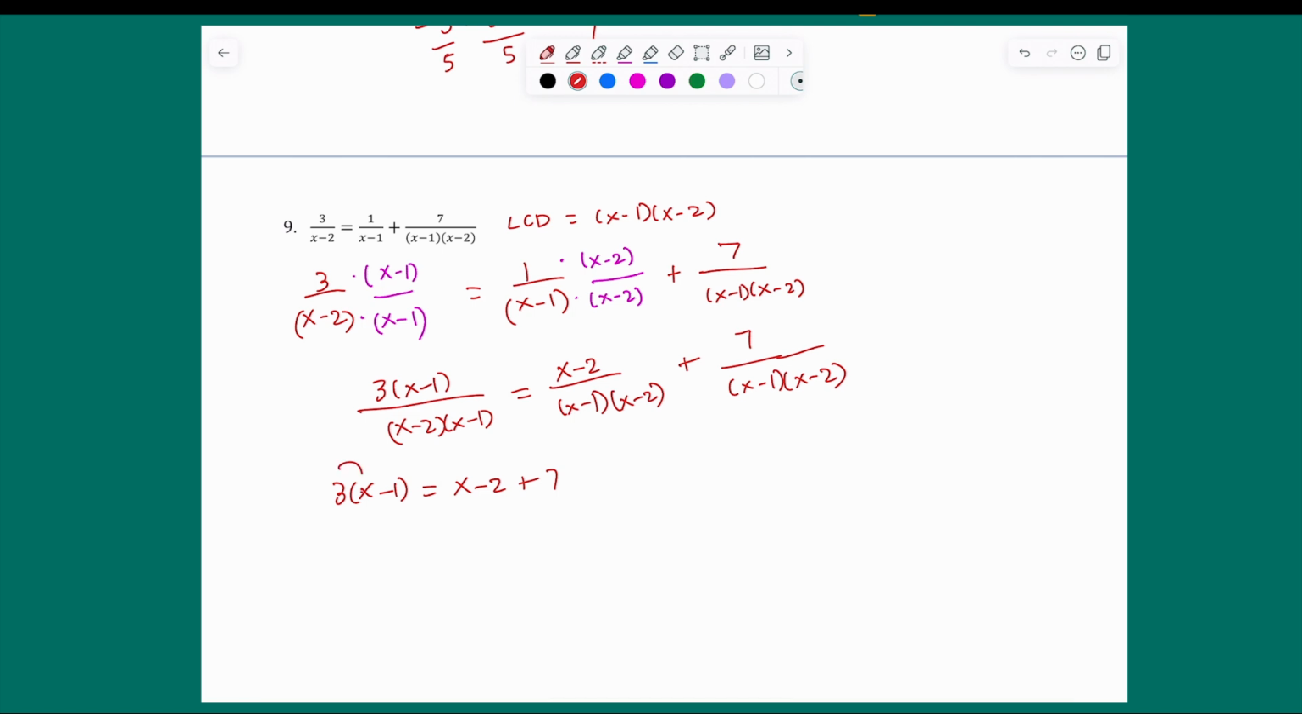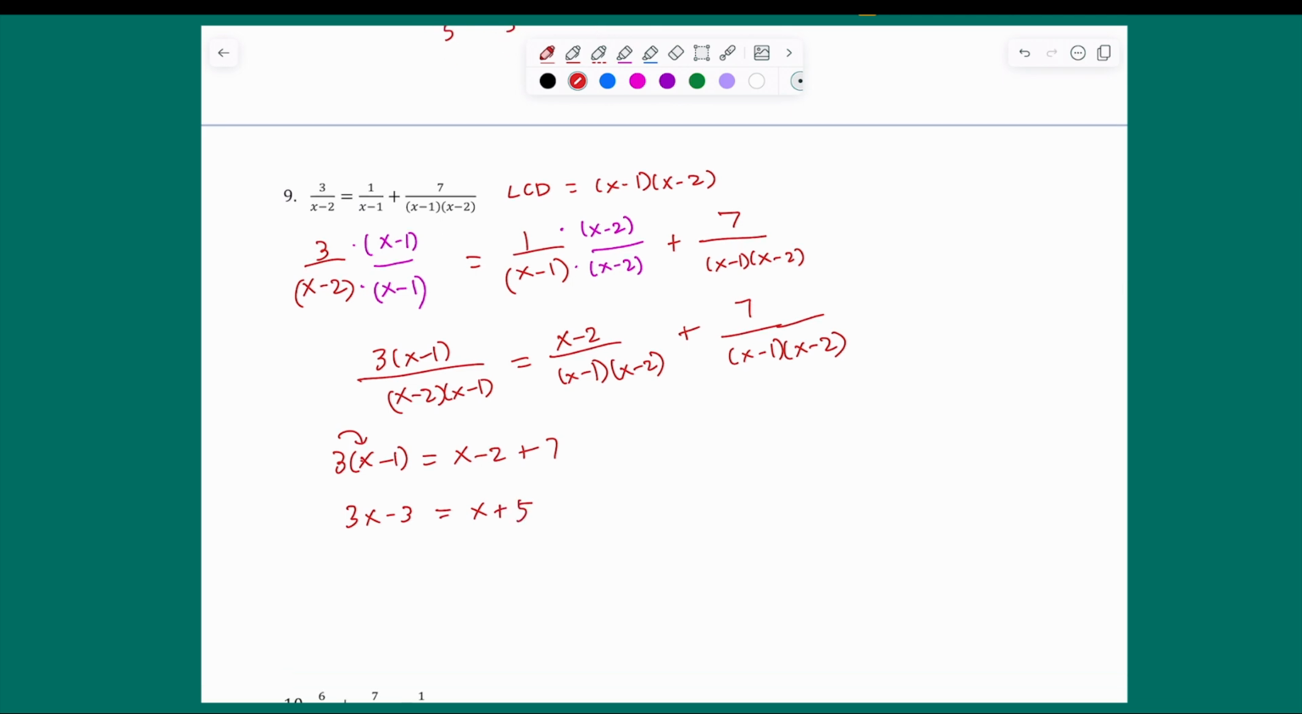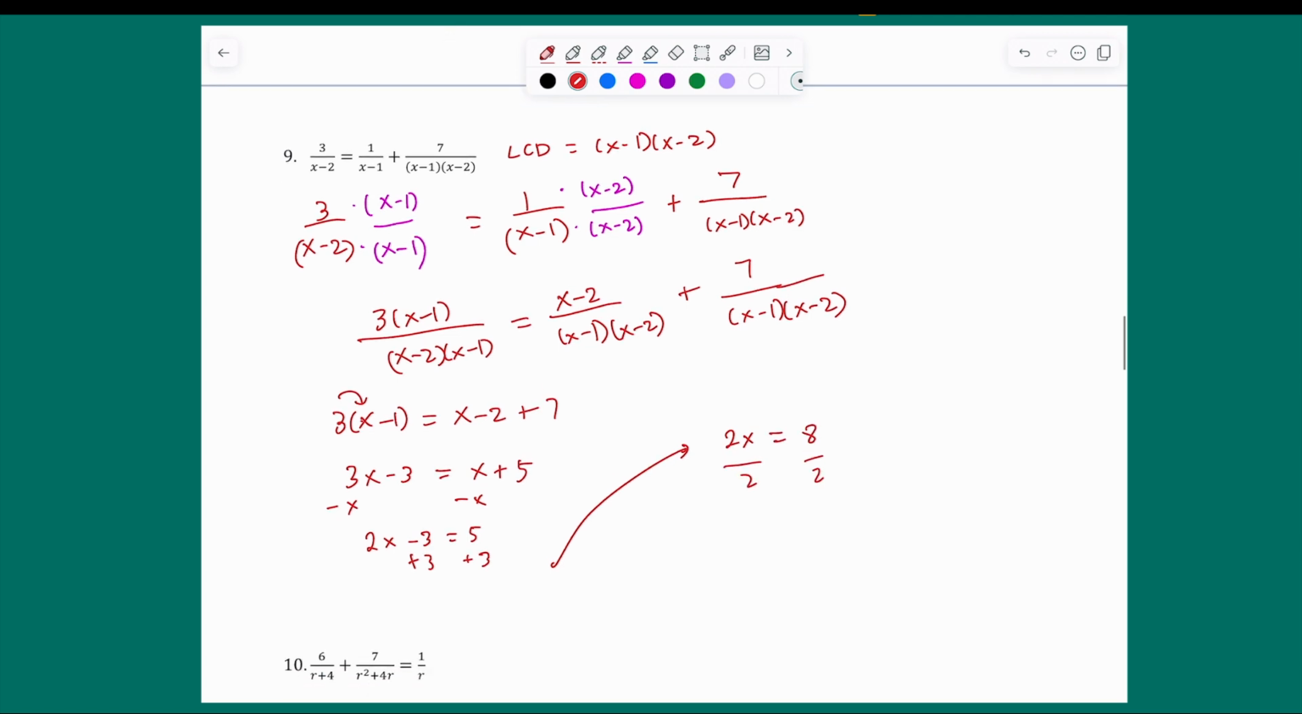And we're going to go ahead and distribute on the left-hand side here to get 3x minus 3 equals x minus 2 plus 7. So negative 2 plus 7 adds up to 5. Okay, so I'm going to go ahead and subtract x on both sides here to get 2x minus 3 equals 5. And then I'm going to add 3 on both sides to get 2x equals 8. And so divide both sides by 2. That gives us x equals 4.